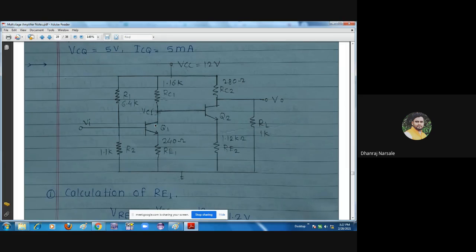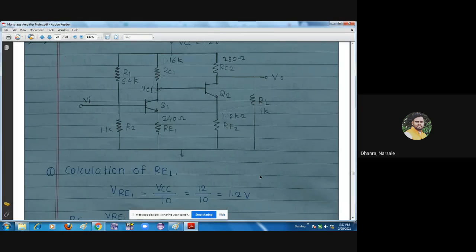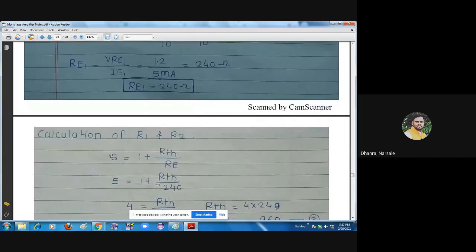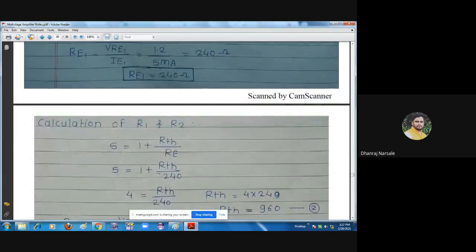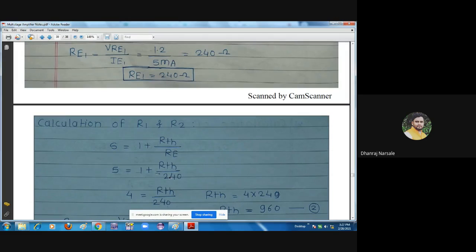In the RC coupled amplifier, but here they have given the value of stability factor. त्यांनी दिलेला आहे, त्याची व्हॅल्यू किती दिली? 5. Stability factor S is equal to 5 they have given. So this is the equation for the stability factor. For step number 2, calculation of R1 and R2, S is equal to 1 plus RTH divided by RE. And here RTH is the notation for the parallel combination of R1 and R2, divided by RE, the emitter stabilizing resistor. So S is 5, is equal to 1 plus RTH divided by 240, because we have calculated the value of RE.